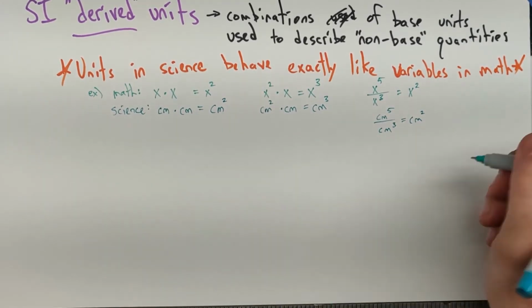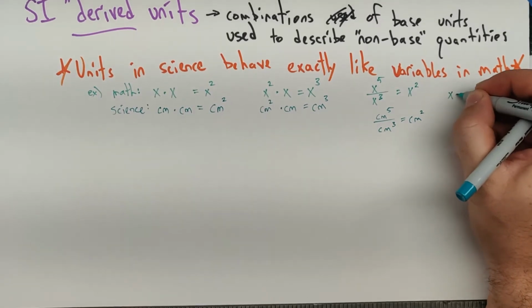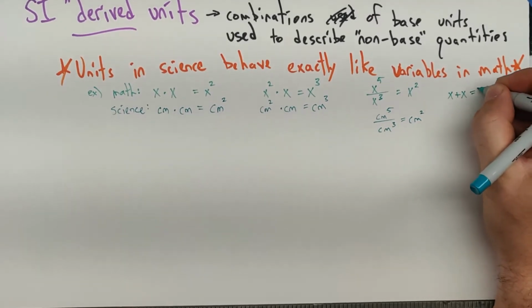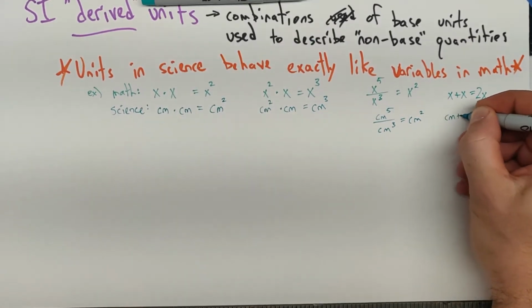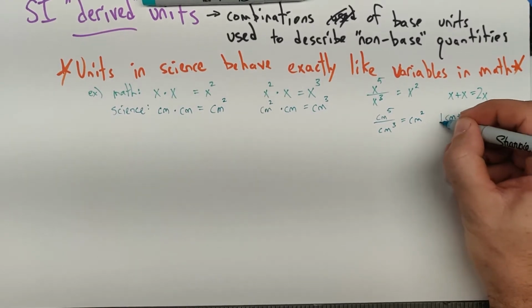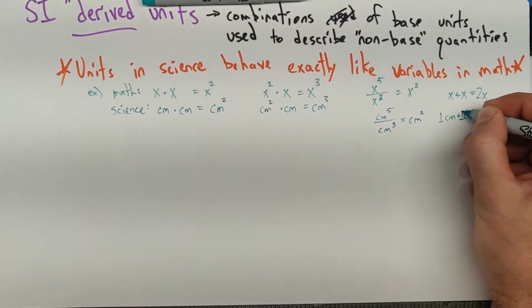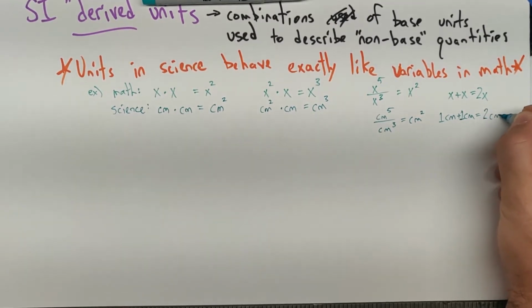And then the last thing I want to mention is, what about addition and subtraction? Well, if you had x plus x, that would be 2x. And if you had centimeters plus centimeters, with an implied 1 there and an implied 1 there, just as we did up there, that would be 2 centimeters, right?